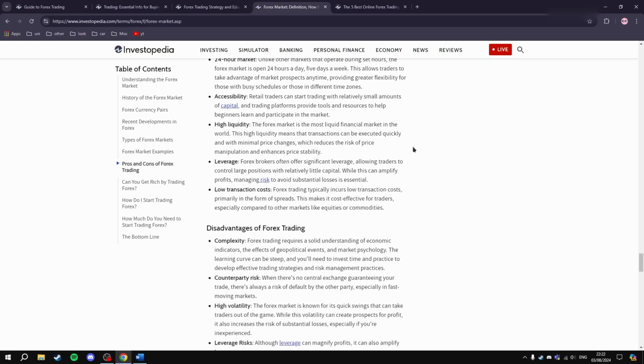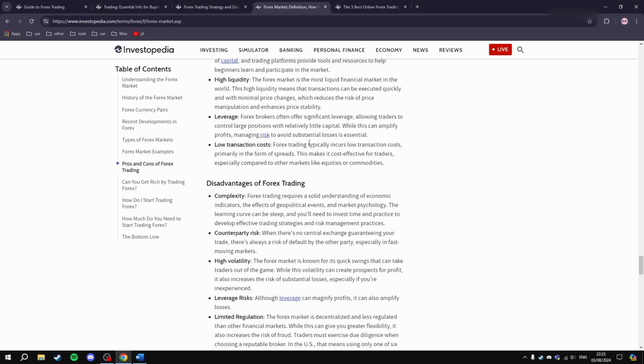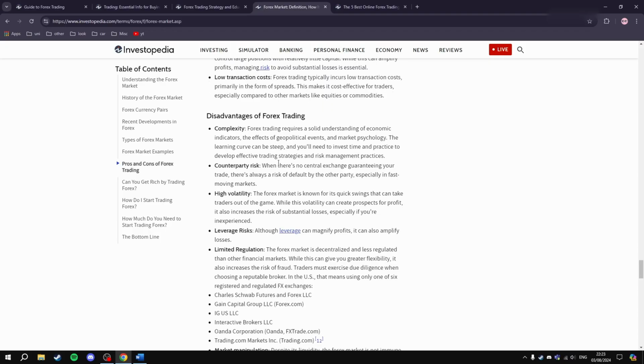Leverage. Forex brokers often offer significant leverage, allowing traders to control large positions with relatively small capital. Whilst this can amplify profits, managing risk to avoid substantial losses is essential. Low transaction costs. Forex trading typically incurs low transaction costs, primarily in the form of spreads. This makes it cost efficient for traders, especially compared to other markets like equities or commodities.